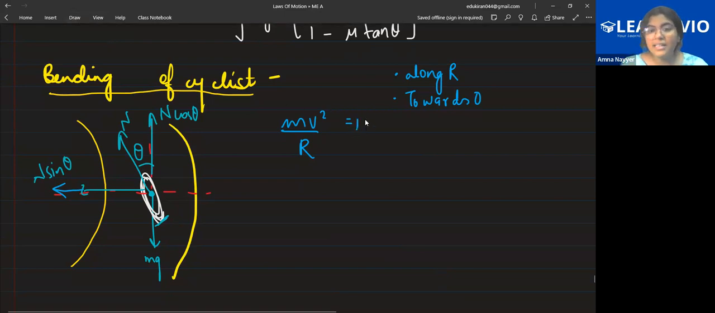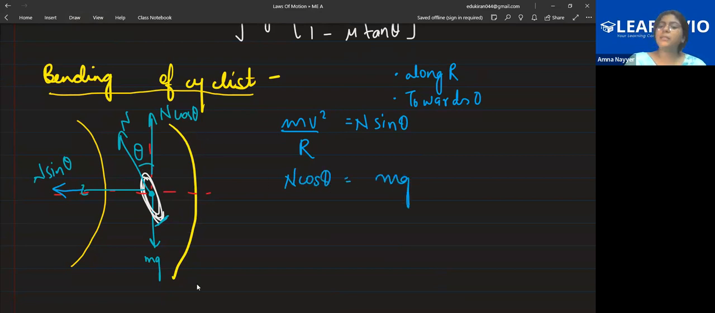N sine theta is providing the centripetal force for us, because it is acting along the radius towards the center. N cos theta is balancing mg. N cos theta and mg balance each other.